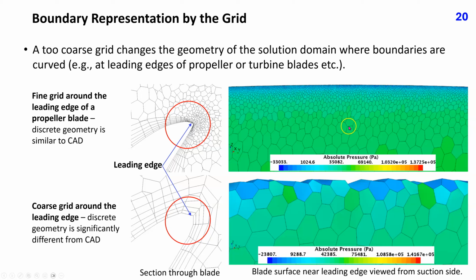These two plots show the grid on the suction surface of the propeller blade near leading edge for the two grid types. We see that when the grid is not locally refined along leading edge, the geometry of the propeller near leading edge is not preserved in the discrete wall representation. The leading edge appears very rough and is significantly different than in the cut geometry.